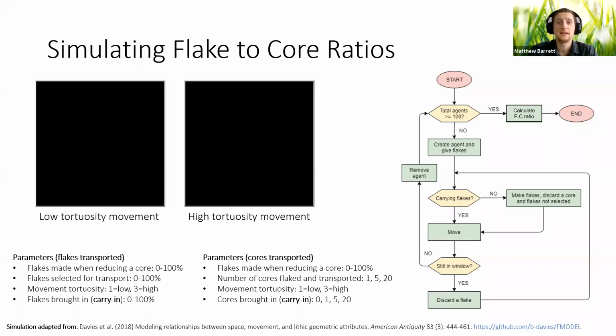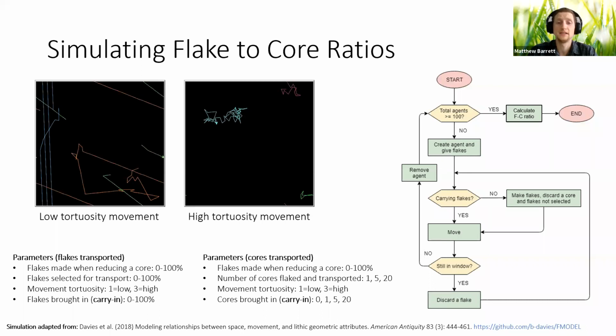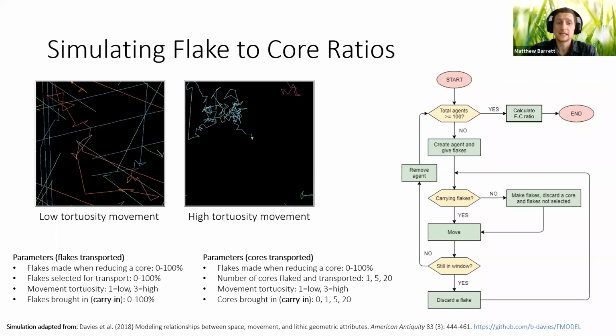In the simulation, agents move around a window of observation carrying either flakes or cores and discard either flakes or cores with each step that they take. They will flake a core if they're not carrying any material, and if an agent moves outside the window, they are removed from the simulation, along with any flakes or cores they're carrying, and at that point, a new agent enters. Raw material is considered to be always available.